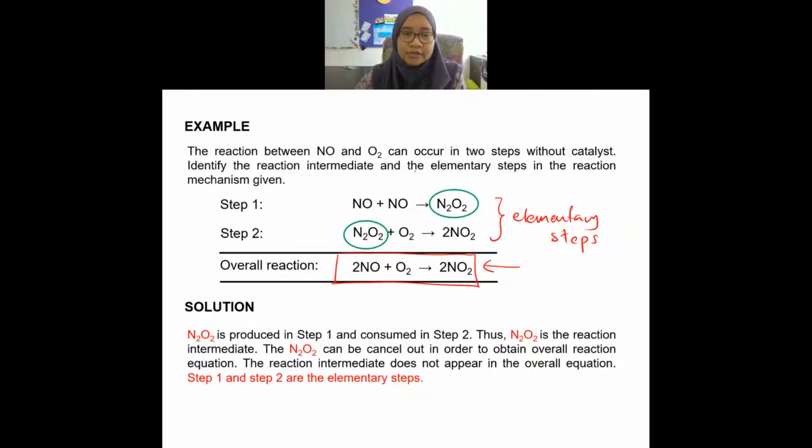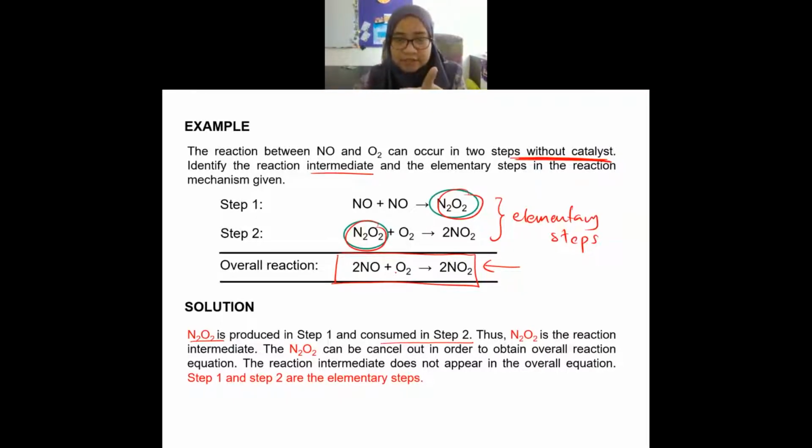One thing that you should know is that this reaction is conducted without catalyst. You also have to know what an intermediate is. How do you identify an intermediate in your reaction? What we have here is N2O2, which is produced in step 1 and consumed in step 2. So N2O2 is the intermediate.